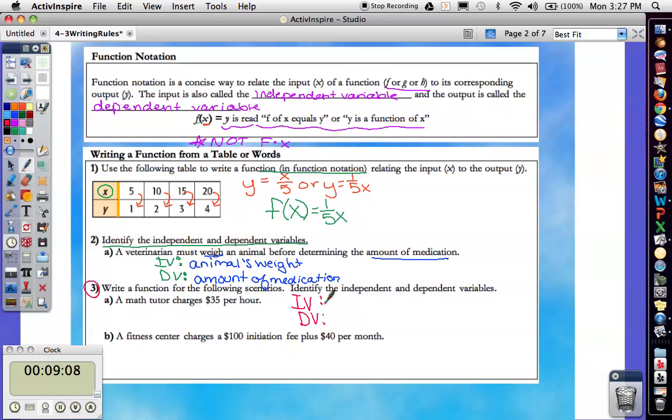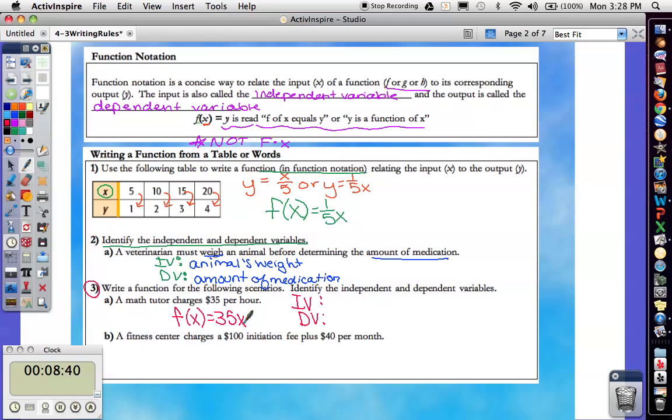All right, let's read this situation. A math tutor charges $35 per hour. So what would your function be, or your rule, to represent this situation? So you might be thinking y equals 35 times x, except we're going to use function notation. So let's use f of x is equal to 35x.